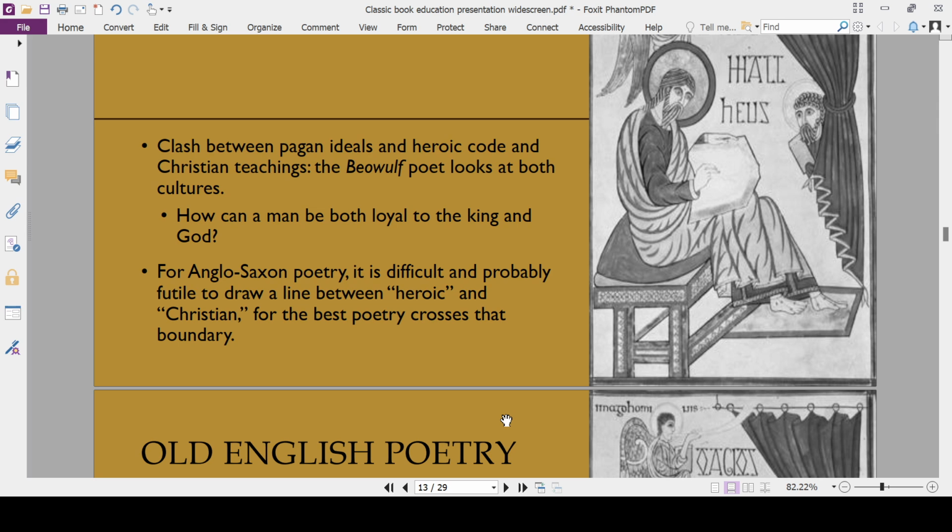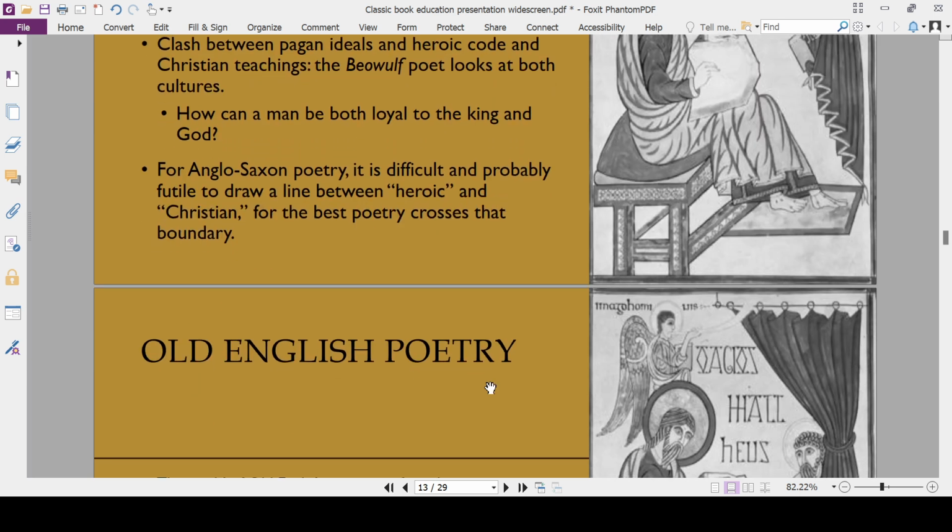Now, for Anglo-Saxon poetry, it might be even futile for us to try to find so many differences between these two different types of values. It's probably futile to try to draw a line between where the heroic values end and the Christian values begin, because the best poetry of the period actually crosses this boundary and talks about both of them.